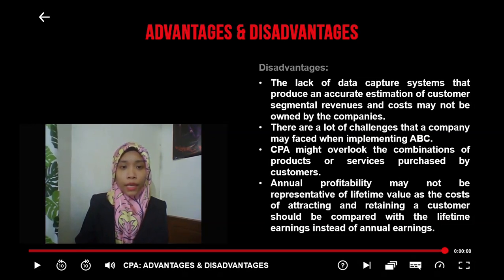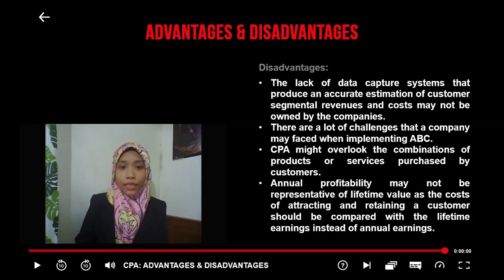Next, CPA may overlook the combination of products or services purchased by the customer. Customer profitability depends on the mix of products or services bought. So the danger is that the analysis will be used on specific underperforming products or services and will overlook the impact of sales of other products to the customer.